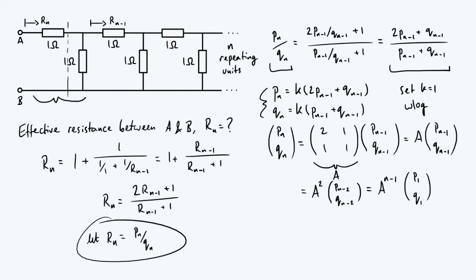One repeating unit is just, remember, this part of the circuit here, and it's just two resistors in series. And so R1 is just 2. You can write 2 as a fraction, 2 over 1. Of course, there are other possible choices, but the simplest possible choice is just 2 over 1. And so you can take P1 to be 2 and Q1 to be 1. And therefore, Pn Qn can be written as A to the power of n minus 1 times the vector (2, 1).